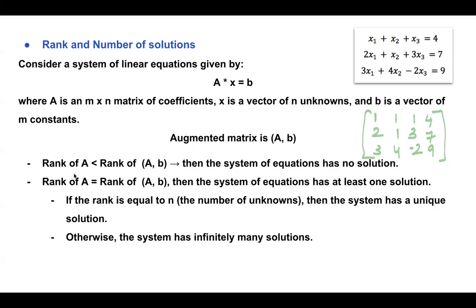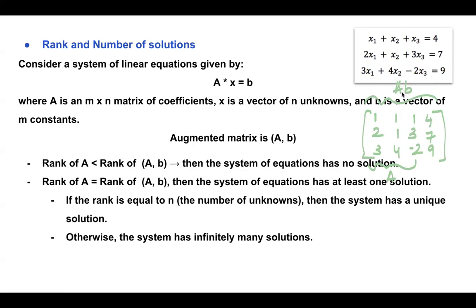This whole matrix is called the augmented matrix AB. Now you have to find the rank of the matrix A. This alone is matrix A, and this is the augmented matrix, let me call it AB. We need to find the rank of the matrix A, and we need to find the rank of the matrix AB.